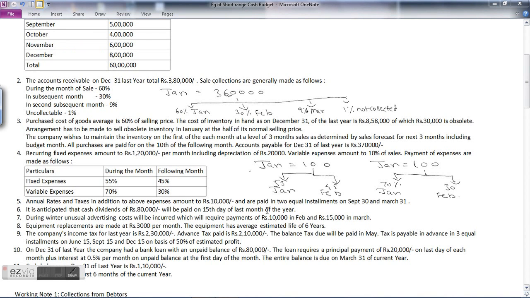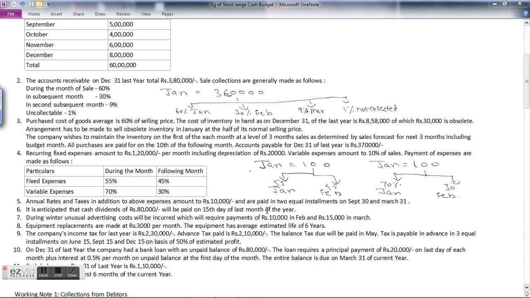So now the next para, the third point, right? The company wishes to maintain the inventory on the first of each month at the level of 3 months sales as determined by sales forecast for the next 3 months, including the budget month. All the purchases are on the 10th of the following month, are paid for on the 10th of the following month, and accounts payable on 31st December is 3,70,000.